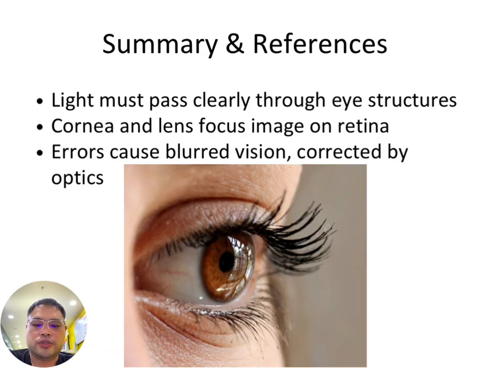So, to sum up what we covered today, light passes through several transparent structures in the eyes. The cornea and lens work together to focus the light on the retina. The retina changes light into signals that go to the brain. And any problem with how light is focused causes blurry vision, which we can correct using optical methods. Understanding the behavior of light helps us provide better eye care and improve vision.